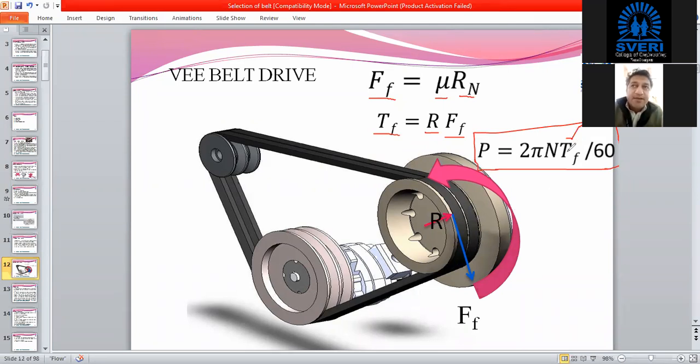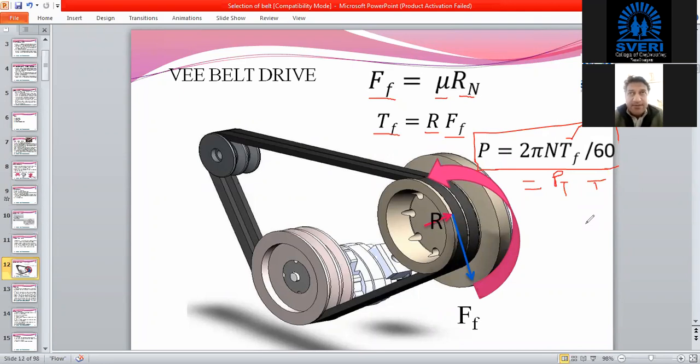Now here this term, T suffix Cf, is important, and this T suffix Cf is nothing but the frictional torque. If the frictional torque is increased, then power transmission will increase. This power should be equal to the power which you want to transmit. Am I right? So this frictional torque should be equal to the torque which you want to transmit, or the torque which is generated by the prime mover.